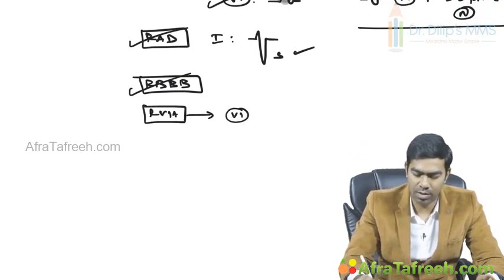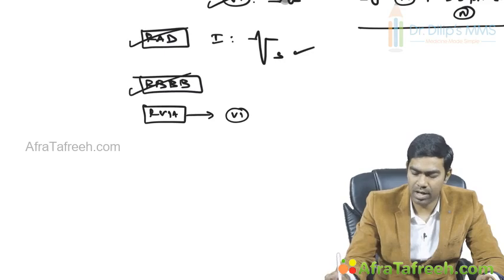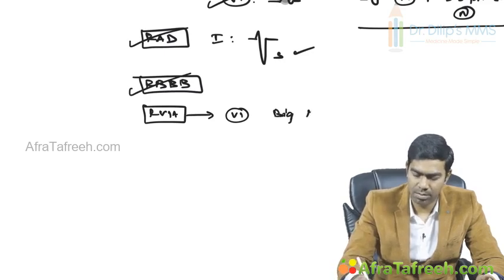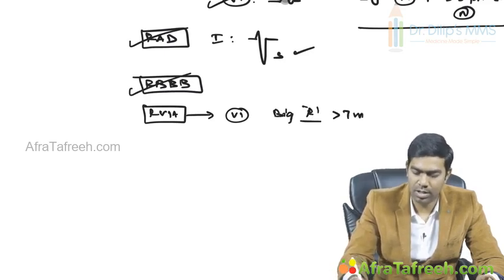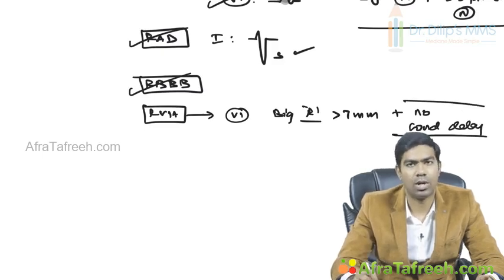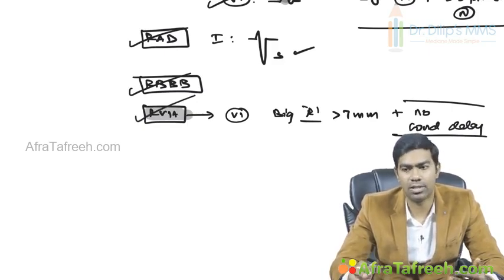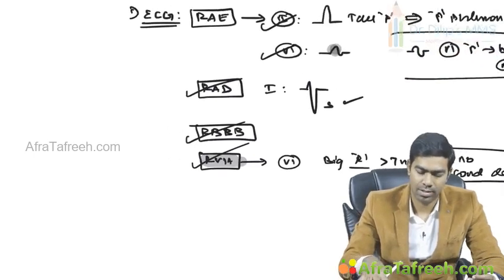Typically in V1, you will get a positive and big R wave. Big R in V1, typically it will be more than 7 mm. Plus, there should be no conduction delay. That is, your QRS width should be less than 120 milliseconds. But anyway, RVH is one of the very important signs in pulmonary hypertension. And again, we will see all these ECG changes in the cardiology section, why all these things are happening.